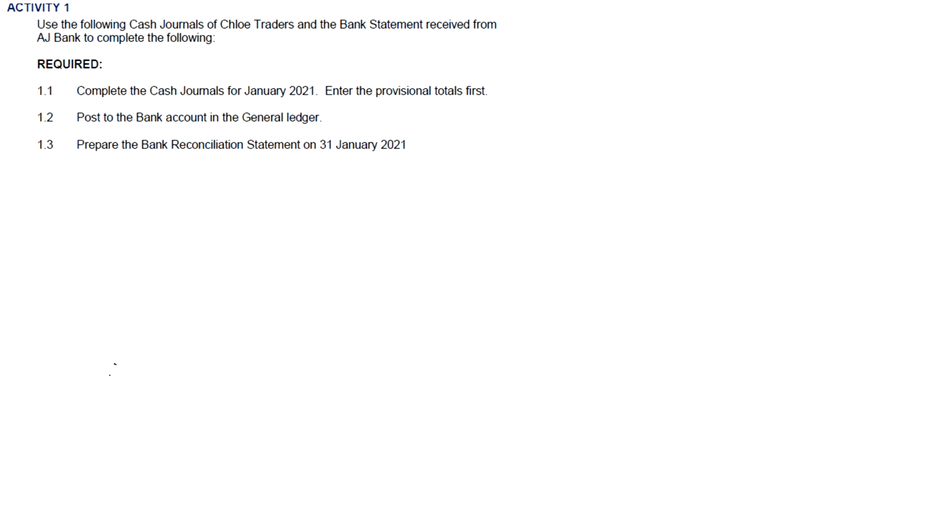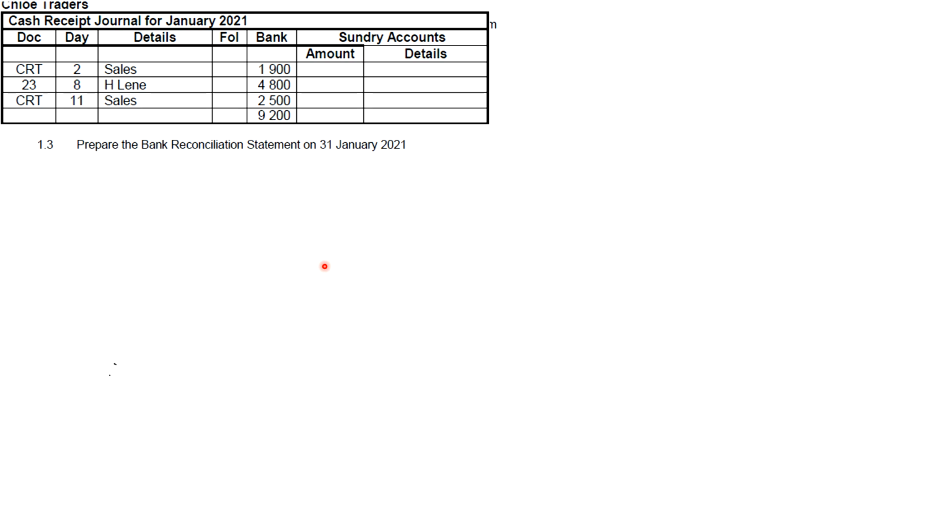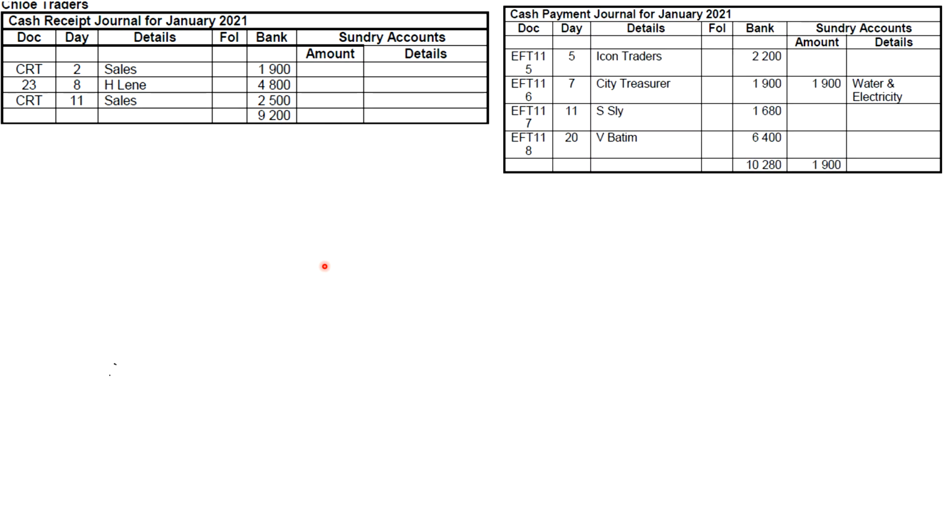So here, activity 1, we are told to use the following cash journals of Chloe Traders and the bank statement received from AJ Bank to complete the following. Number 1, complete the cash journals. Number 2, complete the bank account. And number 3, complete the bank reconciliation. So whenever you're doing bank reconciliation, those are the 3 things you'll be required to complete: cash journals, bank account, bank reconciliation. So we are given our CRJ, our CPJ, and our bank statement.